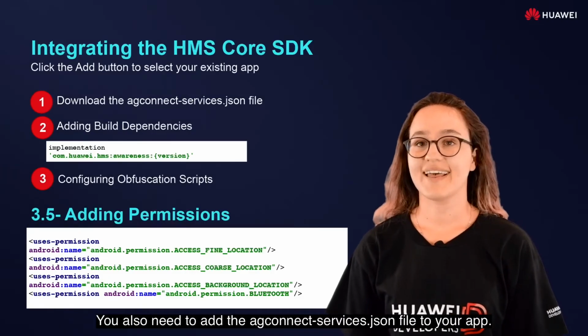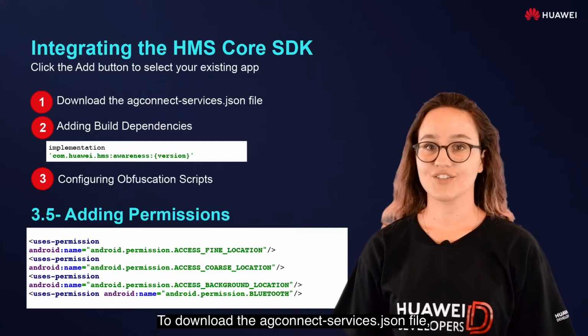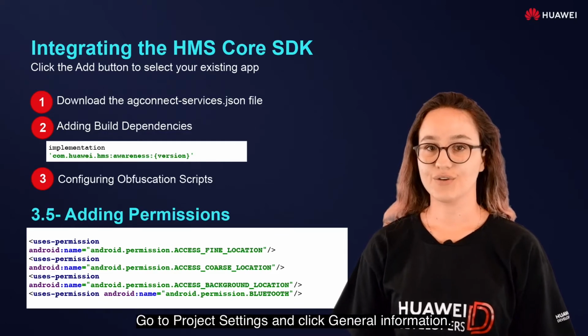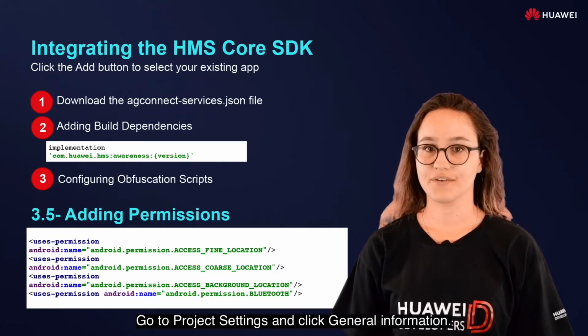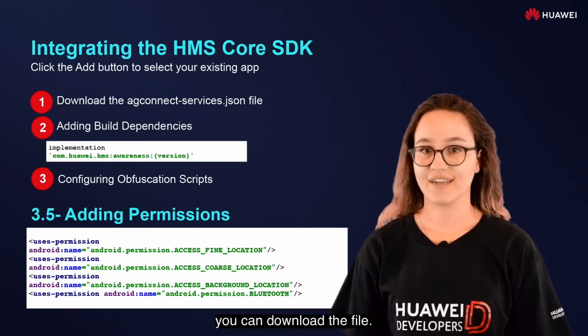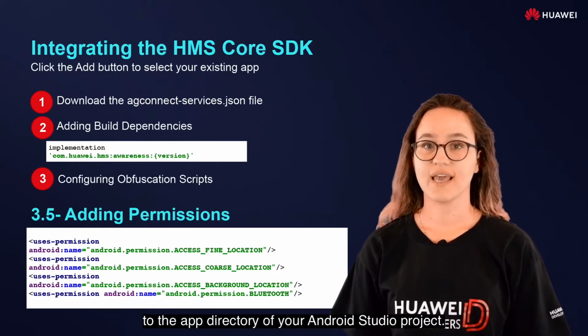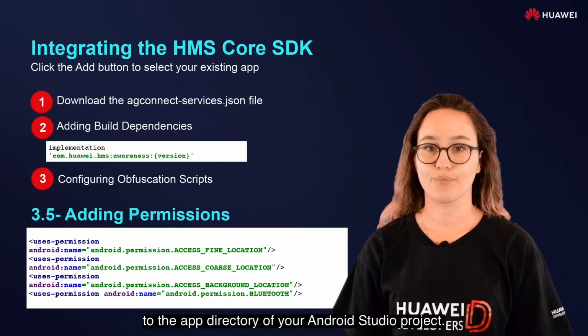You also need to add the AG Connect Service JSON file to your app. To download the AG Connect Service JSON file, go to Project Settings and click General Information. In the App Information area, you can download the file. Then, copy the AG Connect Service JSON file to the app directory of your Android Studio project.